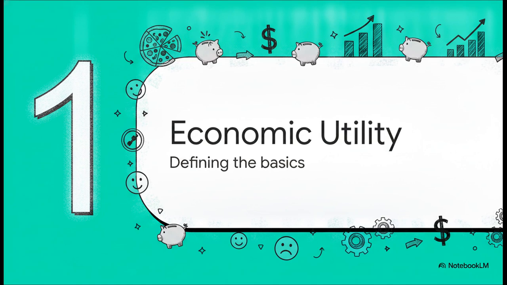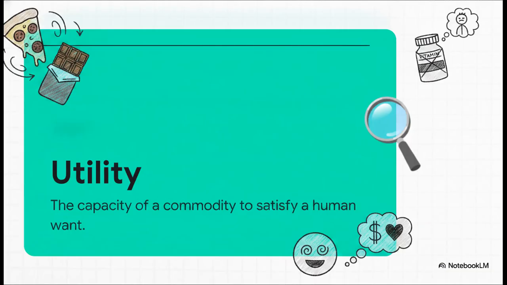Section 1. Defining economic utility. So what exactly is utility? According to our source material, the baseline definition of utility is simply the capacity of a commodity to satisfy a human want. In other words, it's an item's want-satisfying power.